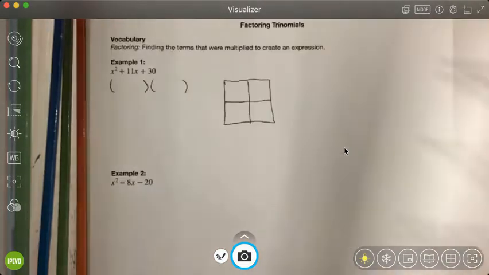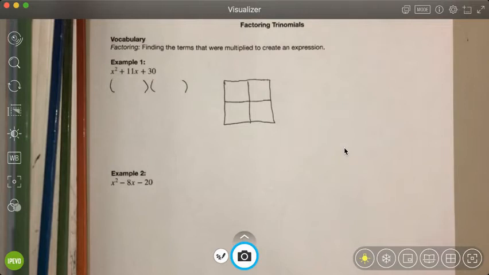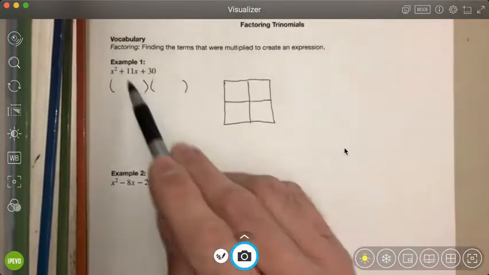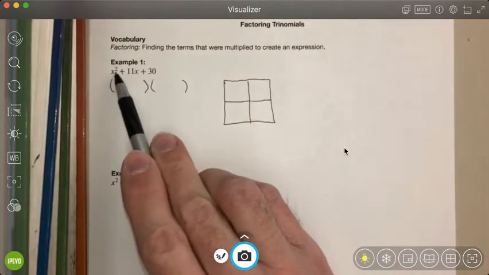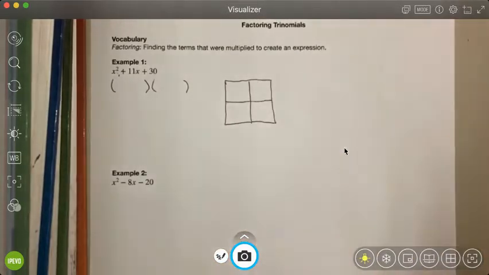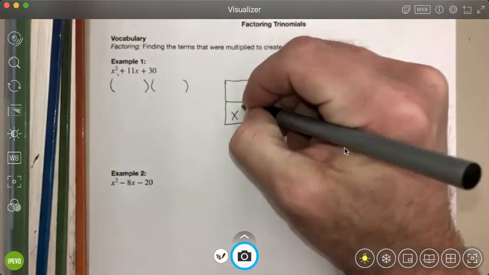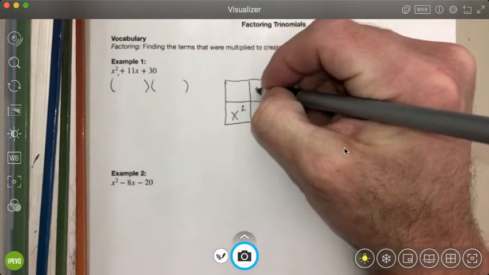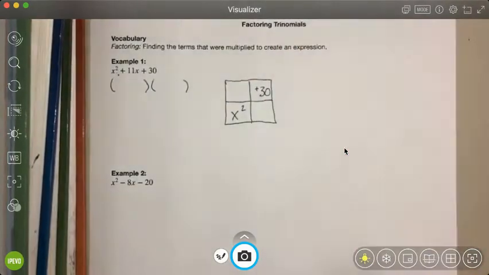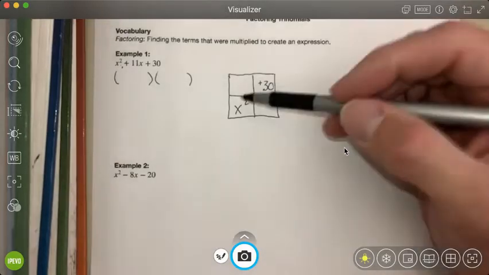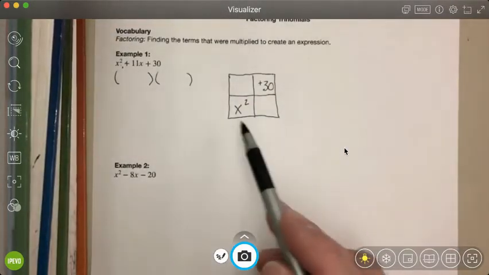I bring that up because in this case, I'm betting that in our box we're going to have an x squared and a plus 30. So I'm going to throw those in their respective corners. All right, so now the question is, what goes on the outside?